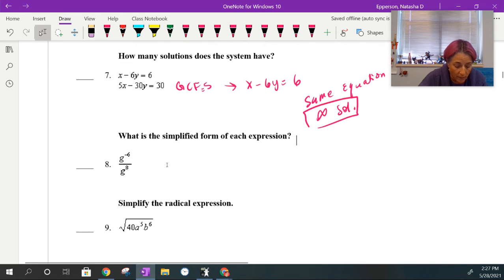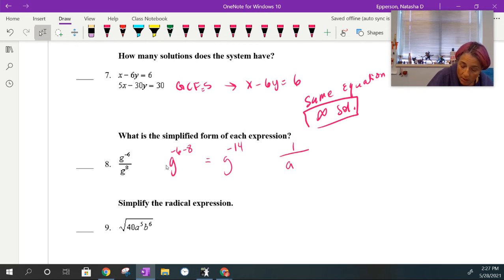What is the simplified form of the expression in number 8? We've got g of negative 6 and g of 8. So that's g of negative 6 minus 8. That's going to become g of negative 6 plus 8, which gives me negative 14. So this is going to be 1 over g of 14.